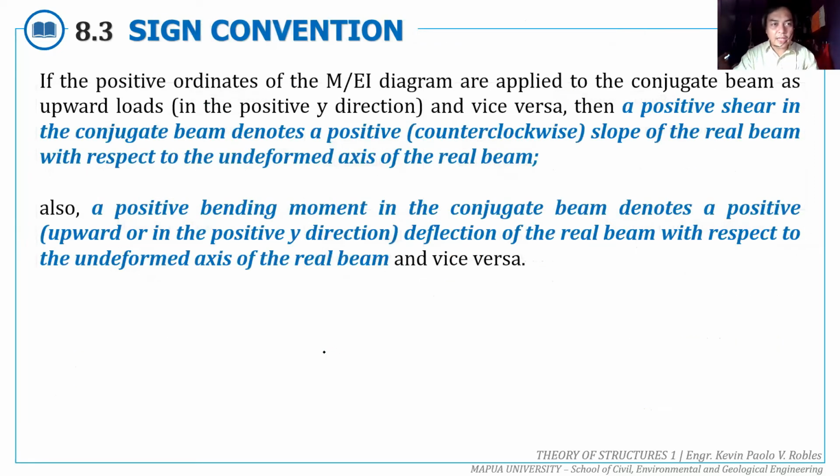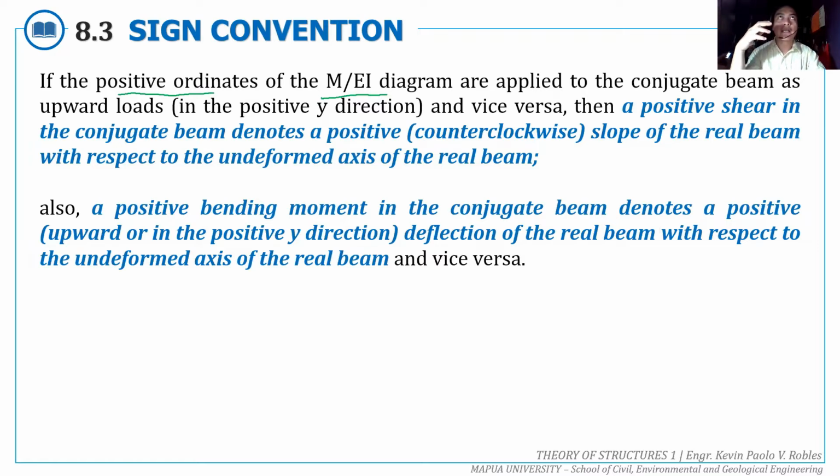Okay, for the sign convention, the positive ordinates of the moment diagram are applied to the conjugate beam as upward loads. Again, yung mga positive ordinates ng moment diagram are to be applied on the conjugate beam as upward load. Okay? Then vice versa, the positive shear in the conjugate beam denotes a positive counterclockwise slope of the real beam. So the same sign convention pa rin, no?